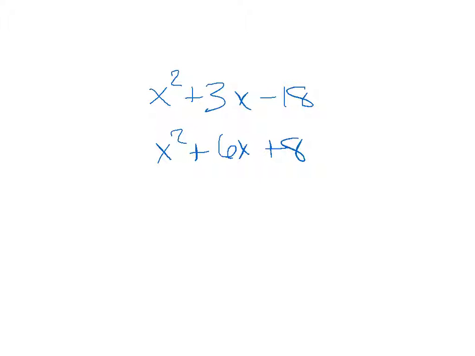So here they are. We have x squared plus 3x minus 18, and then x squared plus 6x plus 8, and let's do the last one, y squared plus 2y plus 1. So I'll be checking for these problems to be double bubbled tomorrow.